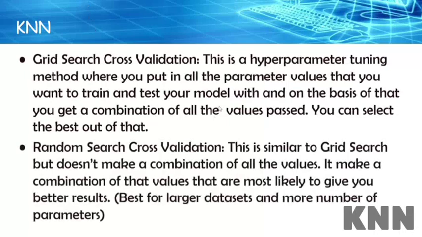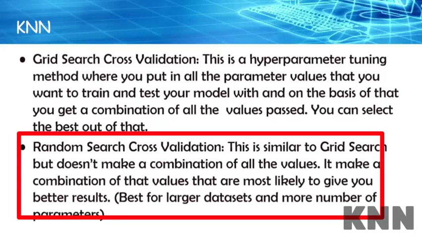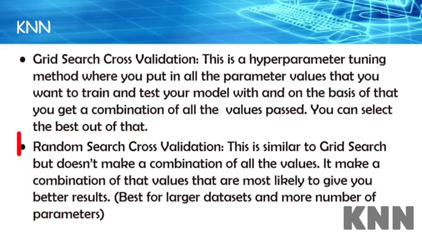Okay, so again we have random search cross validation. This is similar to grid search, but doesn't make combinations of all the values. It makes a combination of the values that are most likely to give better results. So this is actually the best for larger data sets with more features. Features, parameters, columns, all these are used interchangeably, so they mean one and the same.